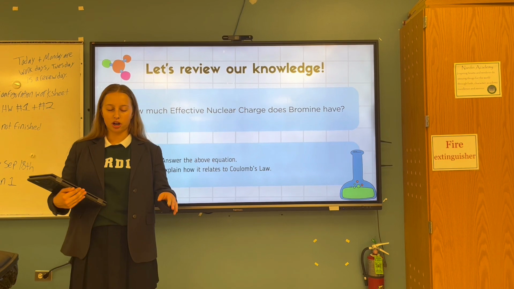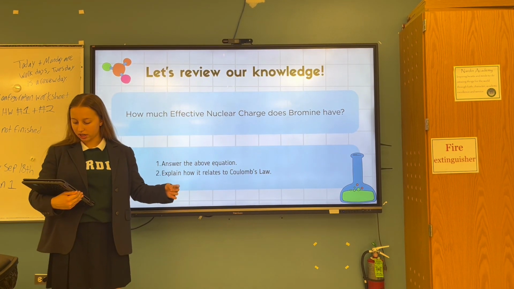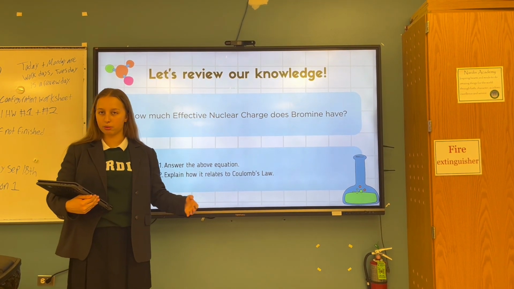Additionally, if the effective nuclear charge is lower, like bromine, the strength of charge will be lower, meaning that the strength of the bond will be lower overall.